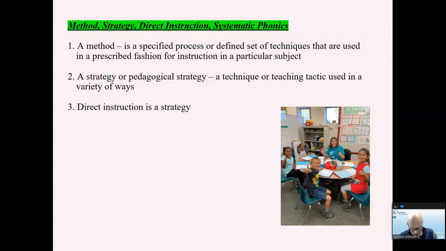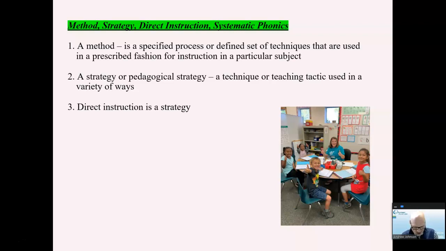Direct instruction is a strategy. It should not be considered a method or an approach. Now, some people use it as such. That's all they do in reading class. That is wrong. Now, everyone believes in direct instruction. Everyone believes direct instruction is necessary as a strategy, but not a method or an approach.